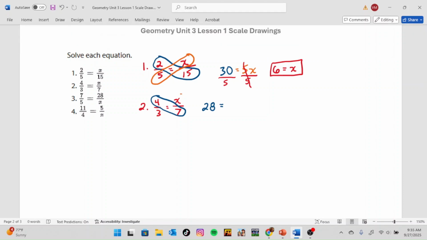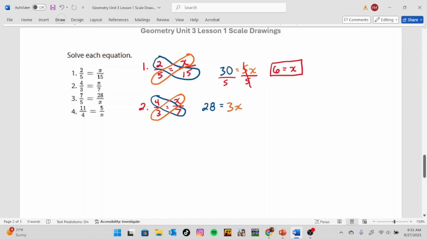Then I'm going to take top right times bottom left, and that's going to be 3 times x, which is 3x. Now I need to get x by itself, so the opposite of 3 multiplied by x is to divide by 3. If I do it to the right side, I need to do it to the left side.